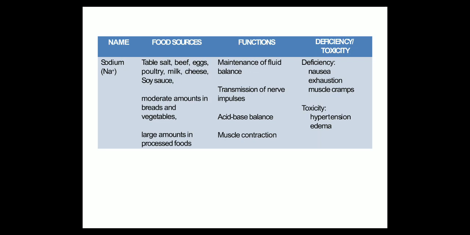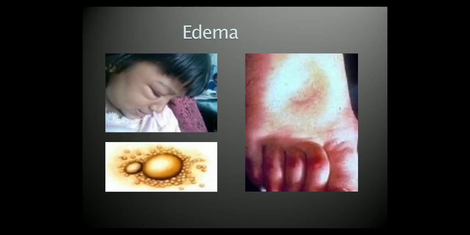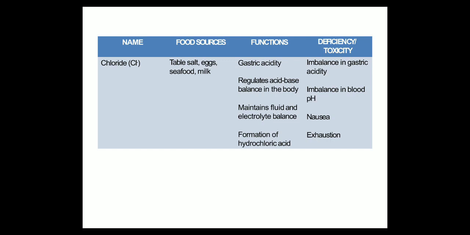Very important, it is helpful in muscle contraction. Let's see the deficiency or toxicity. Deficiency include nausea, exhaustion, muscle cramps, and toxicity include hypertension and edema. The picture shows edematous state. Edema means what? There is accumulation of fluid. Okay, so there will be a swelling.